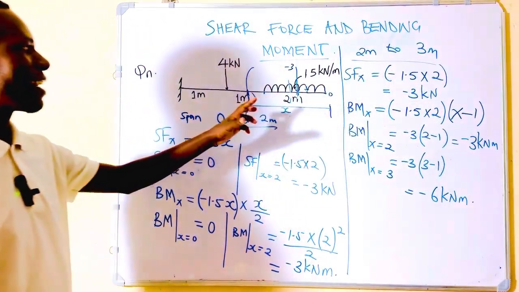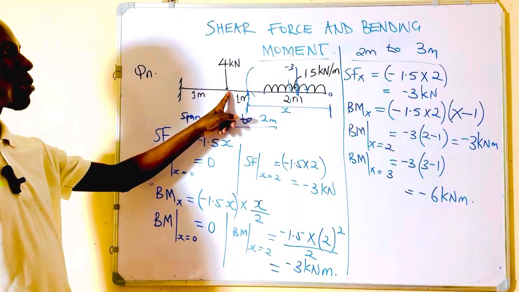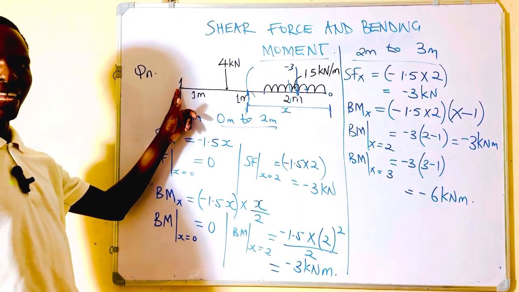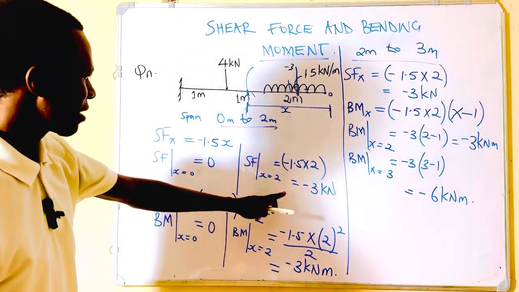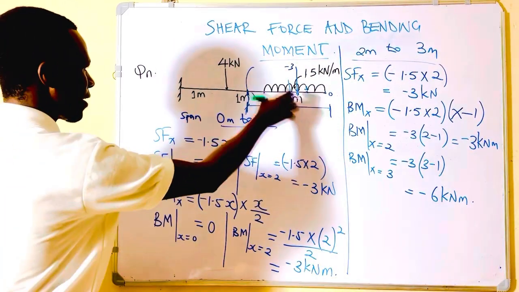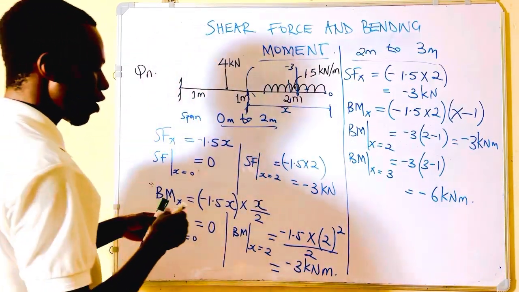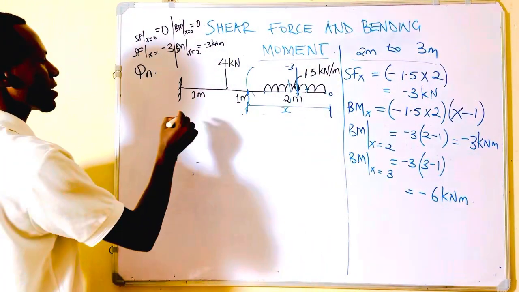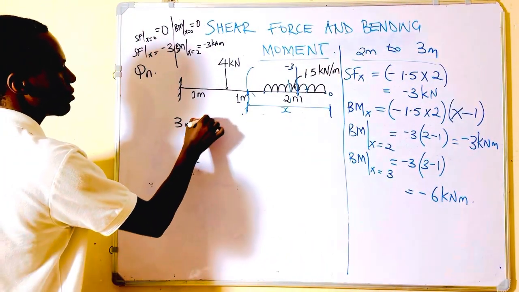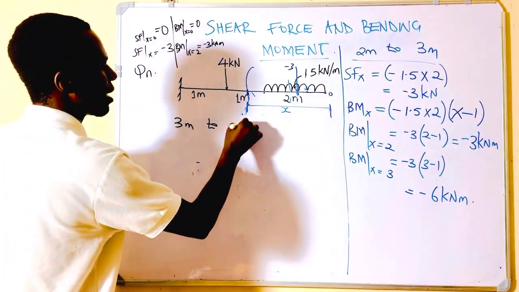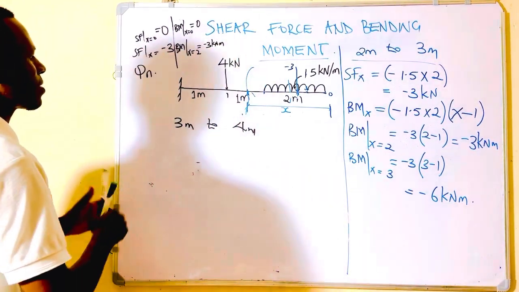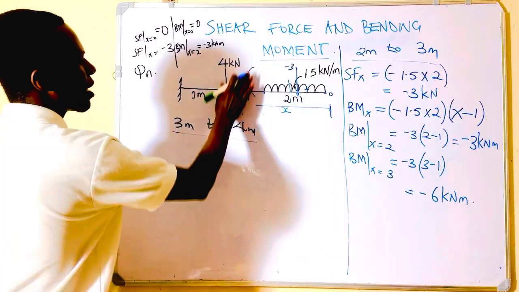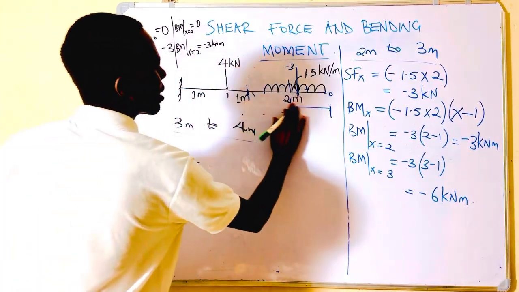So we're left with the last span, which is from 3 to 4. I believe you're getting this clearly. Let me just note this information for the first span here so that we can carry over. So let's look at the span 3 meter to 4 meter now, that is from this part to the last part. Within this span, forget about this one now. We are done with it.